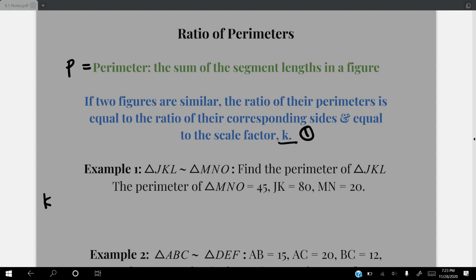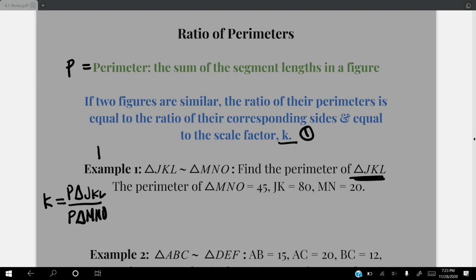Okay, scale factor. The trick here is always put what you want to find at the top. So in this problem, we're trying to find JKL. So any information we know about JKL, we want to put at the top. So the perimeter of JKL is going to be on the top because that's what we're trying to find. And then the perimeter of triangle MNO is going to go on the bottom because we're going to eventually know that. Okay, so first we're going to solve for the scale factor.